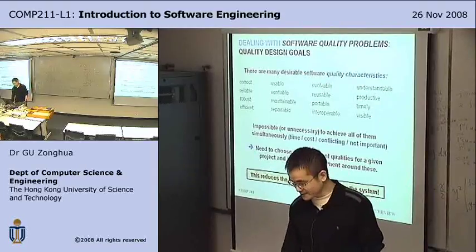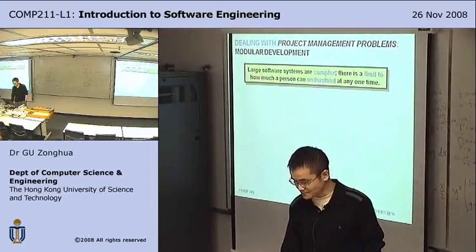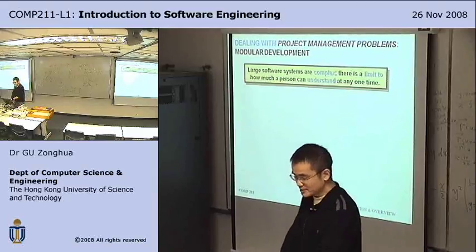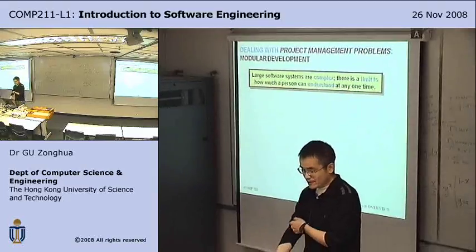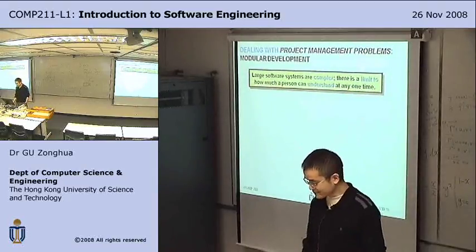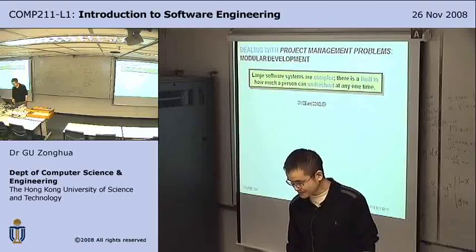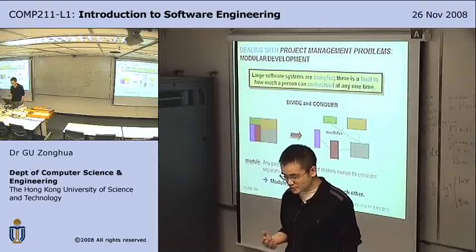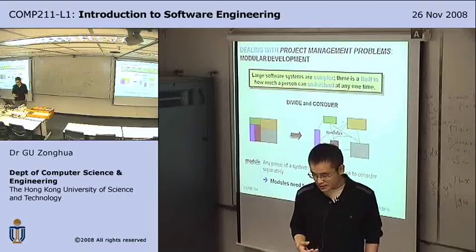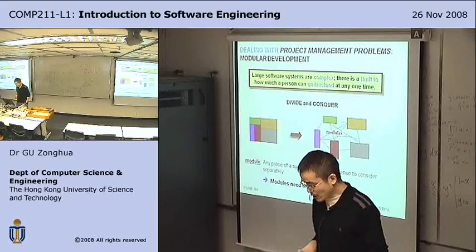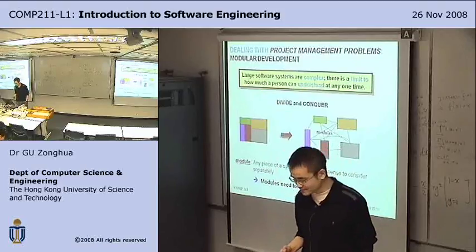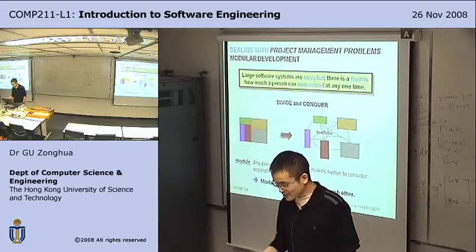Reduce the complexity of designing the system. Modular development is very important for large software systems. So, divide and conquer. You divide a large system into modules, and a module is any piece of a system that makes sense to consider separately. But modules have interactions.